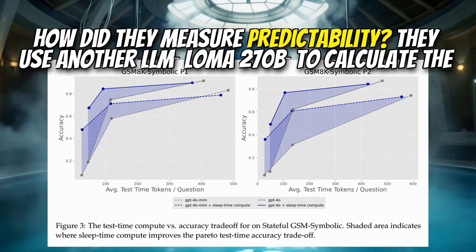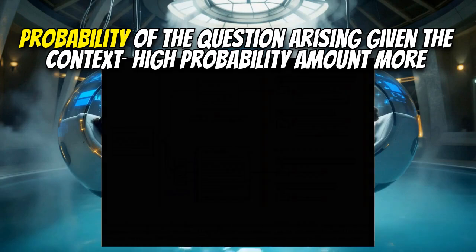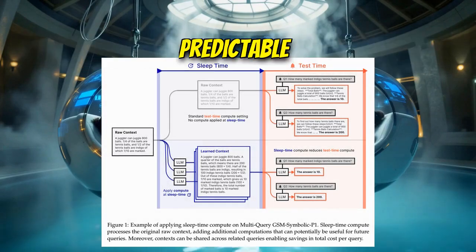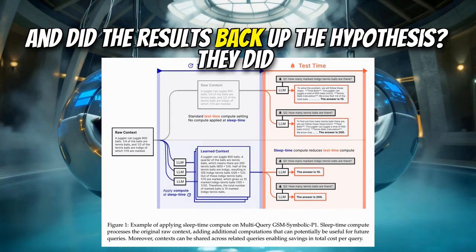How did they measure predictability? They used another LLM, Llama 270B, to calculate the probability of the question arising given the context. High probability meant more predictable. Okay. And did the results back up the hypothesis?